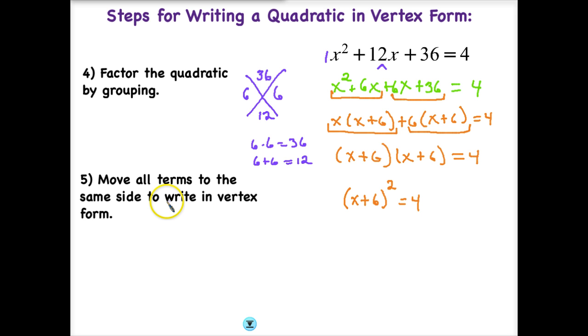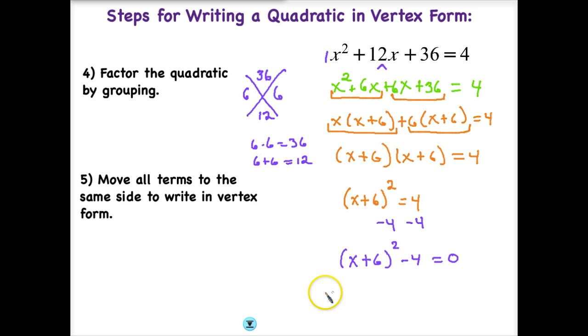Now let's go to step 5, which just says move all terms to the same side to write it in vertex form. So that would just mean we would want to move the 4 back over to the left side so that we can write our equation in vertex form. That would be x plus 6 squared minus 4 equals 0.